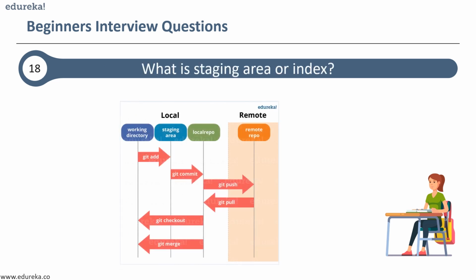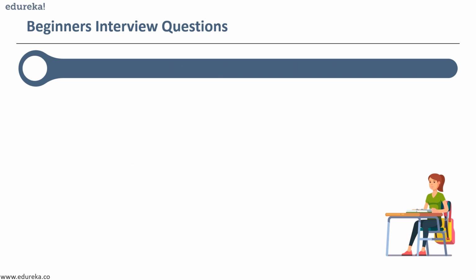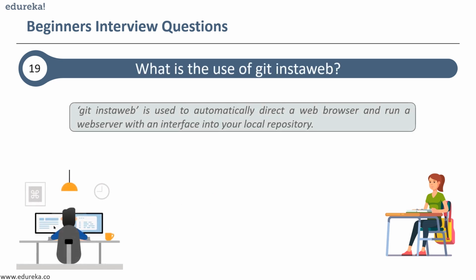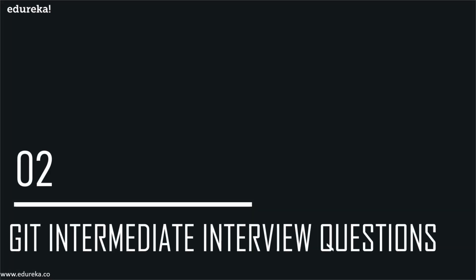What is the staging area or the index in Git? Before completing the commits, any change can be formatted and reviewed in an intermediate area known as the staging area or the index. You can refer to the diagram on your slide for more reference. This will give you a clear-cut idea of what exactly the staging area is. The next question is, what is the use of Git InstaWeb? Git InstaWeb is used to automatically direct a web browser and run a web server with an interface into your local repository. Now we will have a look at the intermediate level of interview questions.